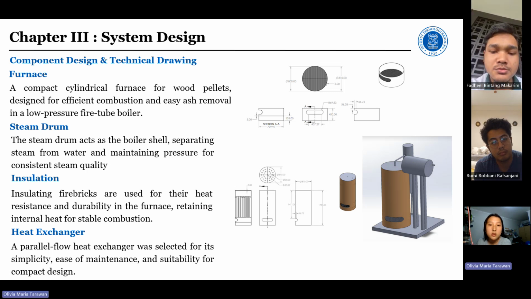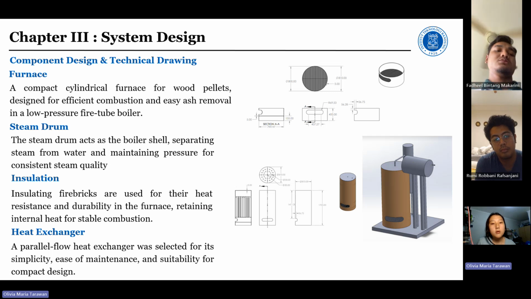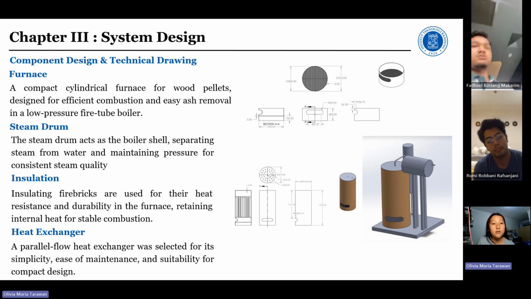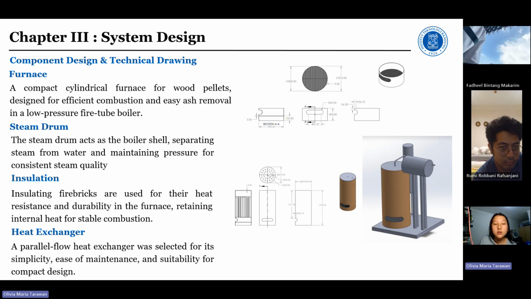Okay, the next one is the component design and technical drawing. Basically, our boiler system consists of four to five key components. The first one is the furnace, a compact cylinder furnace designed for wood pellets. It ensures efficient combustion and allows easy ash removal. I think this is ideal for a low pressure fire tube boiler.